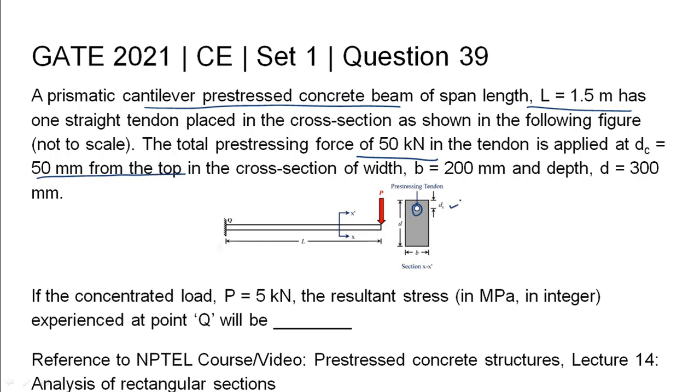So this DC is given 50 mm and width is given as 200 mm, depth is given as 300 mm. So a concentrated load of P is applied of magnitude 5 kN. The resultant stress in megapascals, that will be Newton per mm square, needs to be found in integer, that will be experienced at point Q. The relevant NPTEL reference has been listed.